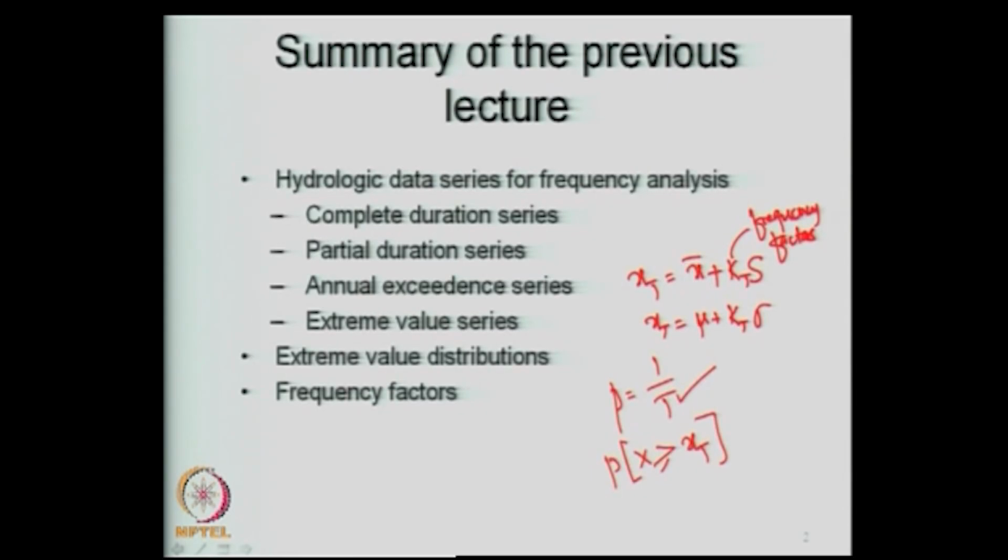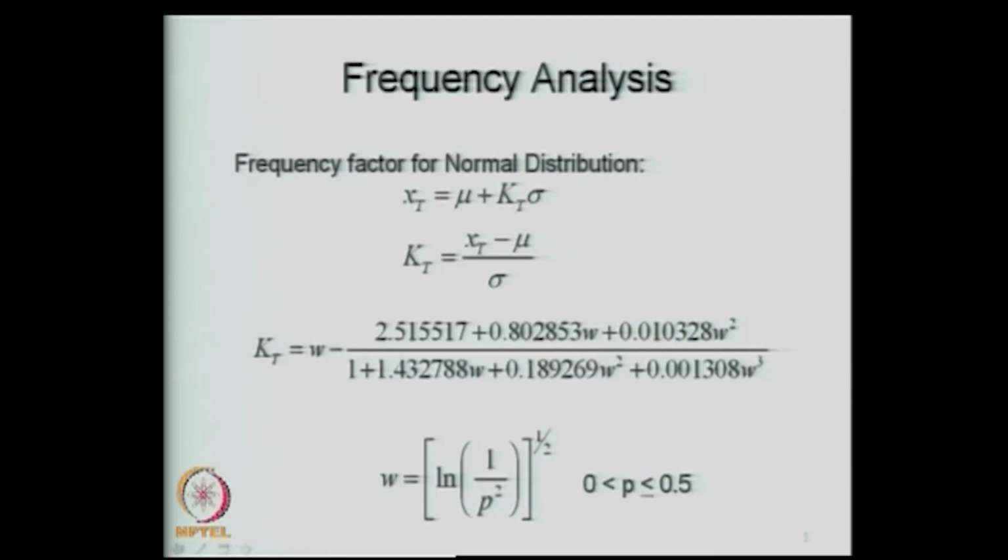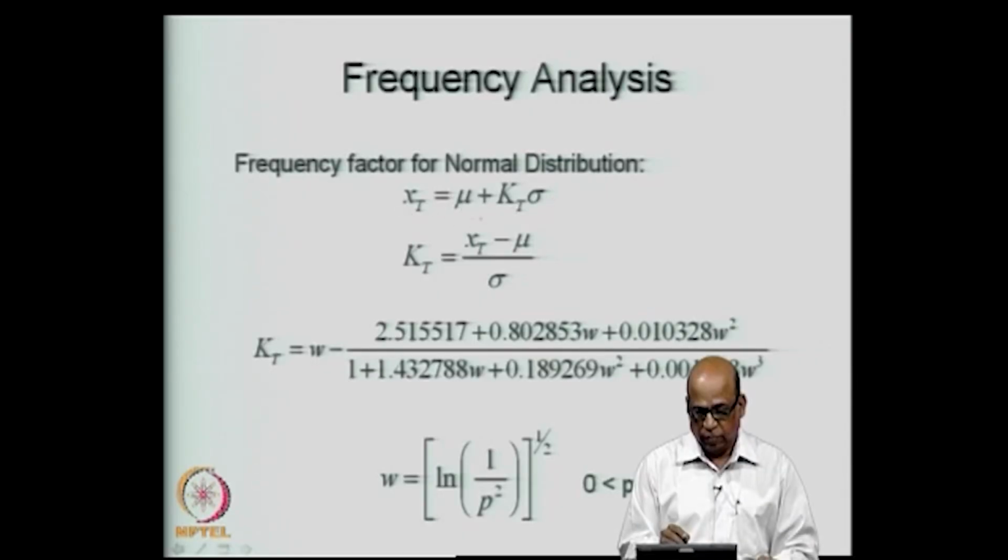Now, we will continue the discussion. Towards the end of the last lecture, I introduced the frequency factor for normal distribution. Initially, we also discussed the analytical method for the exponential distribution, but we now move on to the frequency factors starting with the normal distribution. So, we use the expression X_T is equal to mu plus K_T into sigma. This is our fundamental equation for frequency analysis.